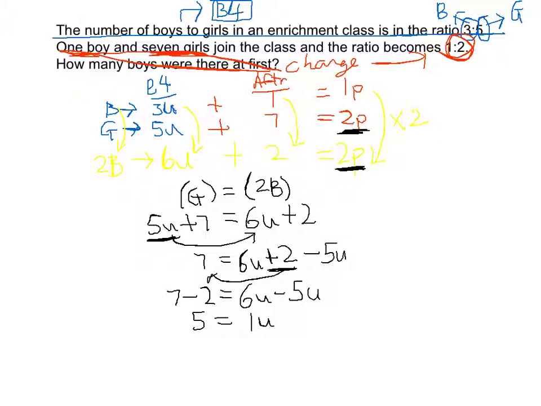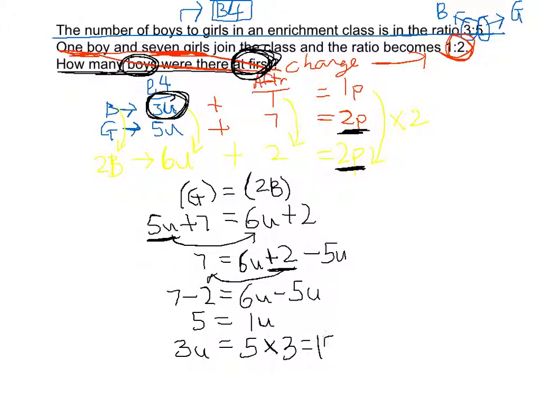Let us now take a closer look at the question and see what our goal is. Our goal is to find out how many boys there were at first. Boys only, and it's at first, which is the before scenario. Over here we can see that it is 3 units. So now we know 3 units equals 5 times 3 equals 15. And the answer will be there were 15 boys at first.